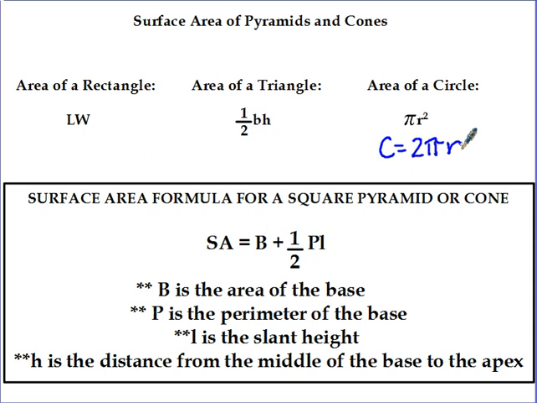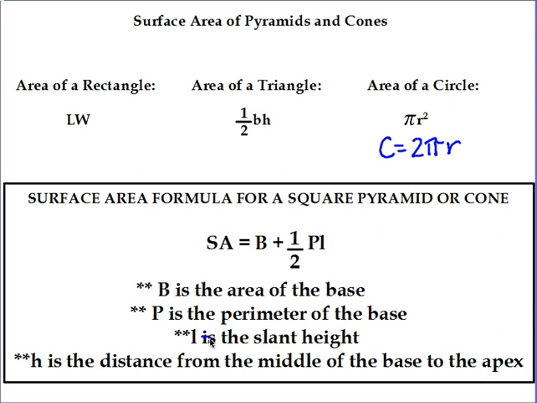So here we're going to see the surface area formula for a square pyramid or cone. Notice that it says square pyramid, and we'll get to that in just a second. But the surface area is capital B plus 1/2 PL. So capital B is the area of the base, just like it was for volume. Capital P is the perimeter of the base, so we're just going to add up all the sides. Now this one's new. L is the slant height.